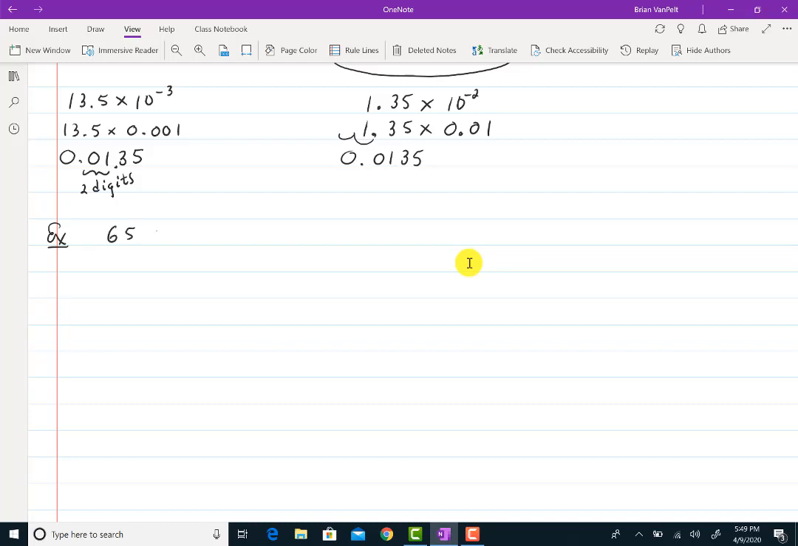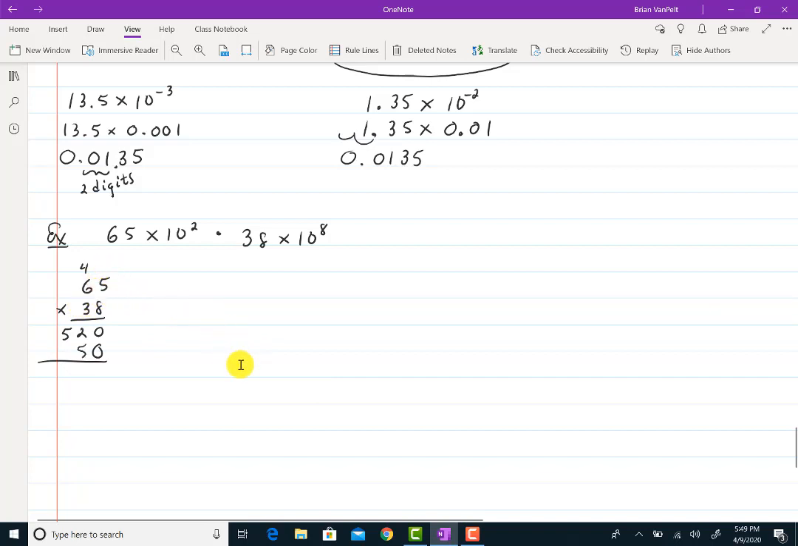Here I'm going to do 65 times 10 to the second, and I'm going to multiply that by 38 times 10 to the 8th. Now, what I can do is I can do 65 times 38. Let me go ahead and do that. 5 times 8 is 40. Let me carry the 4. 6 times 8 is 48. With the 4 is 52. Then 3 times 5 will be 15. So there'll be, and I'll carry the 1. 3 times 6 will be 18, plus 1 more will be 19. And let me finish it off here.